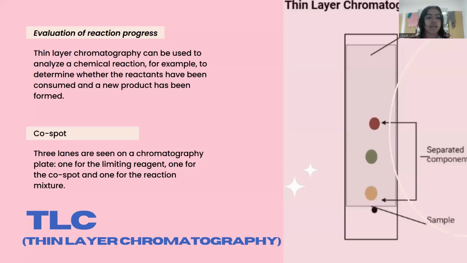Well, first of all, thin layer chromatography can be used to analyze a chemical reaction, for example, to determine whether the reactants have been consumed and a new product has been formed. We have 3 lanes that we can see on the chromatography plate: one for the limiting reactant, one for the co-spot, and one for the reaction mixture.